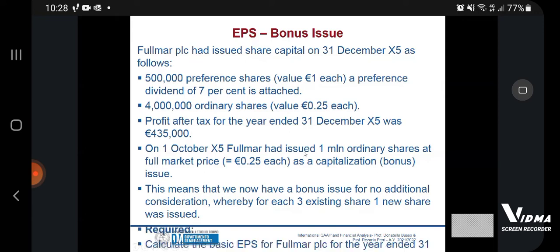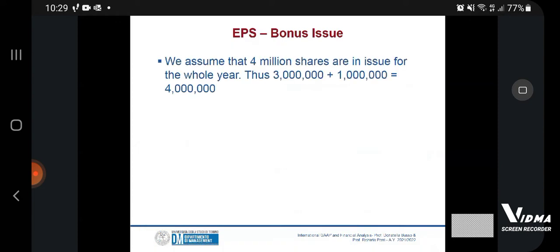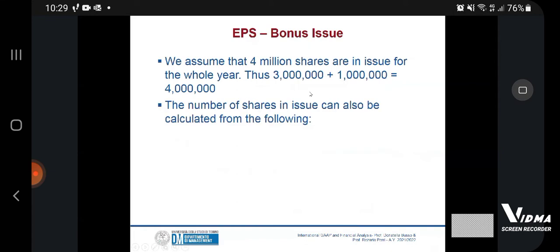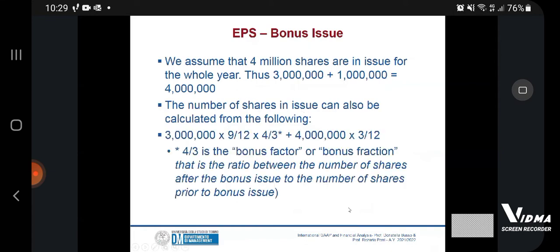We are required, of course, to calculate the basic earnings per share for the year that is represented here. In this example, we are not going back to the previous year to recalculate because we have the data for 1 year only, but we will still show how to make the calculations for the bonus issue. So we assume that 4 million shares are in issue for the whole year. That means that we have issued 1 million new shares. The number of the shares in issue can be calculated in this manner over here.